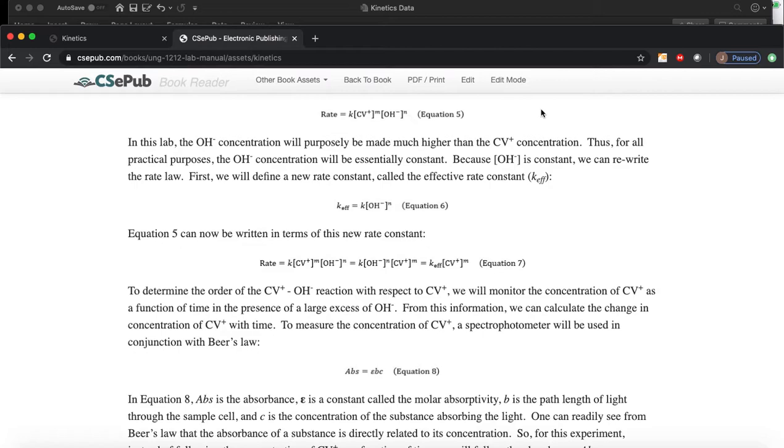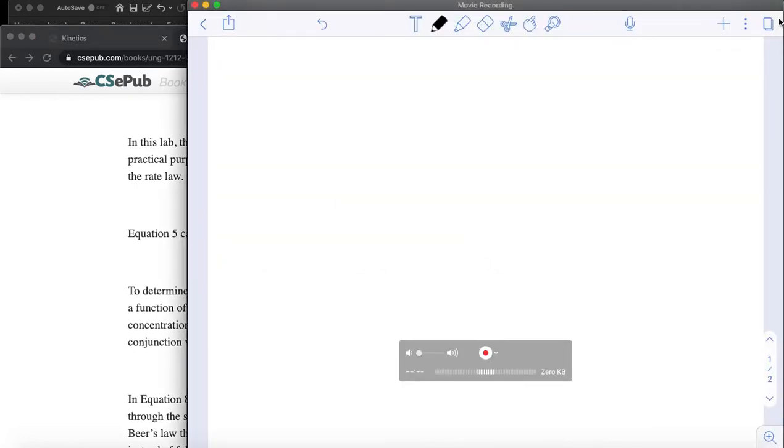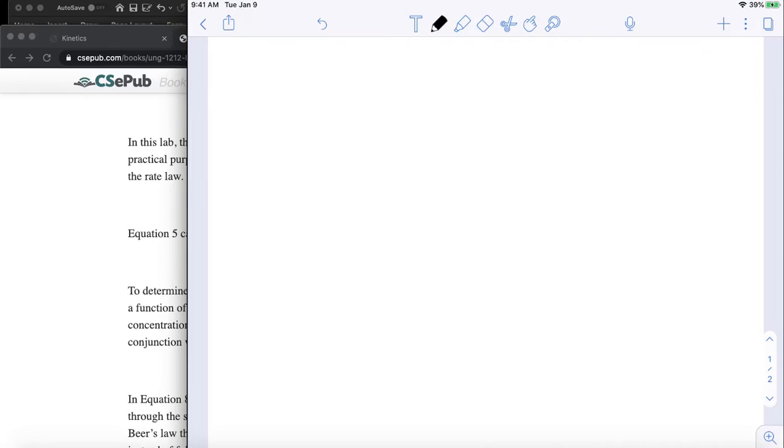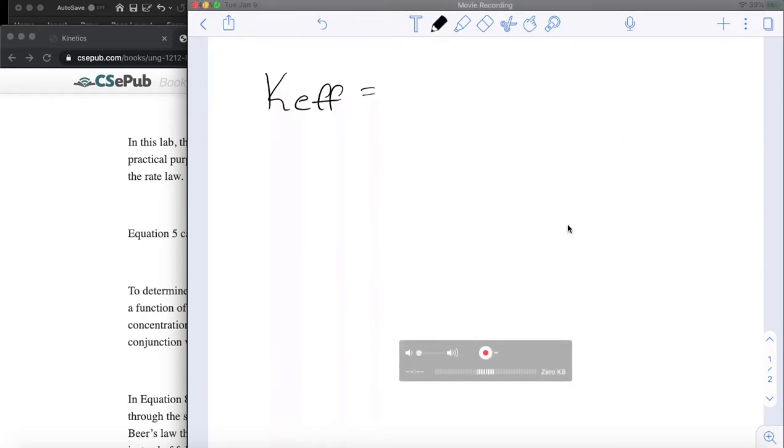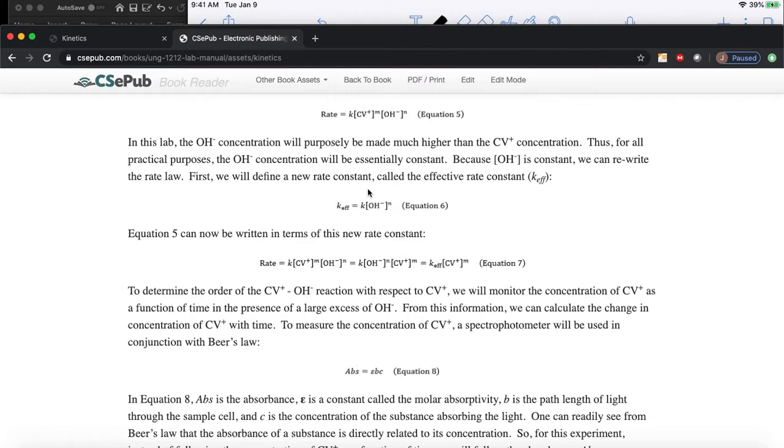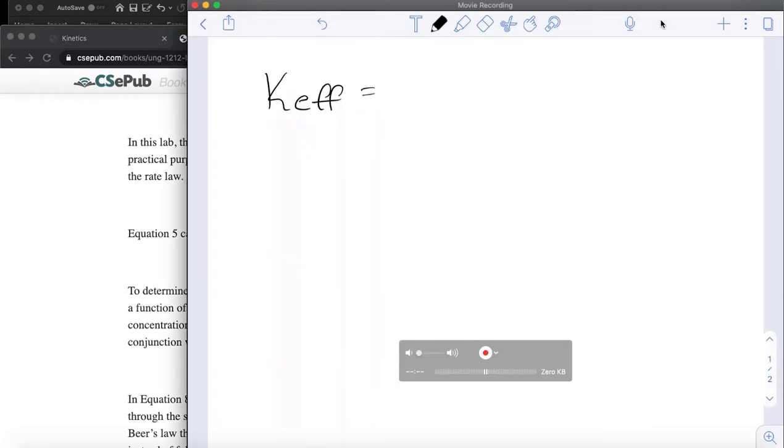So I'm going to show you some things here by hand that I'm going to write out about how we're going to go about answering the questions that CSE Pub wants you to be able to answer for this third part of the experiment. One of the starting points is that k effective, the way we've defined it, based on this equation, is the actual rate constant times the hydroxide concentration raised to its reaction order.